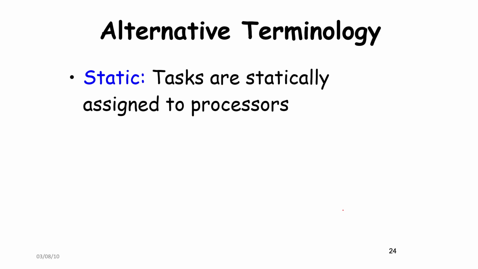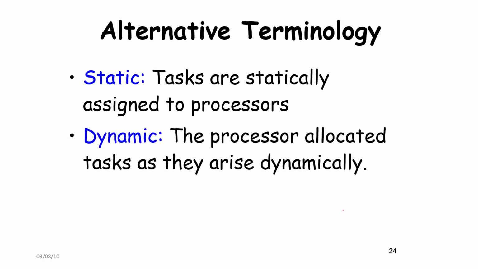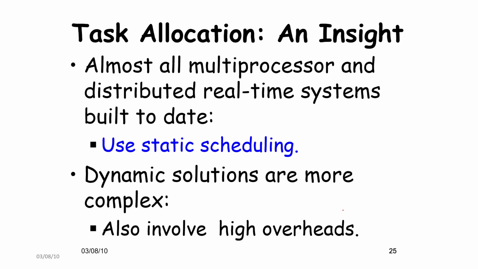Alternative terminology: tasks are statically assigned to processors, that is static, which is partition scheduling. Dynamic is where the processor is allocated tasks as and when they arise dynamically, which of course is global scheduling. So, an insight into task allocation. It's much simpler to go for static scheduling, the reason being that this is much simpler, something that we have seen with RMS.